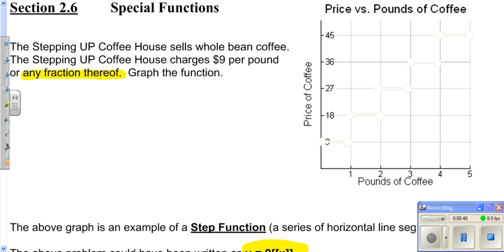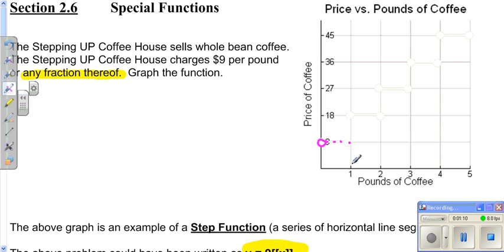So as we start going ahead and plotting some of those points, we said anything between 0 and 1 was basically $9. Even when we did 1, it was $9. However, if we did not have any coffee, we would not have any price. So there'd really be an open circle here.